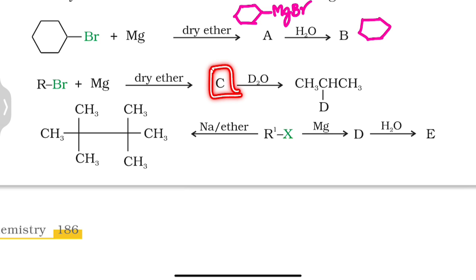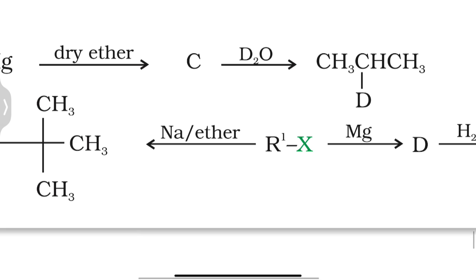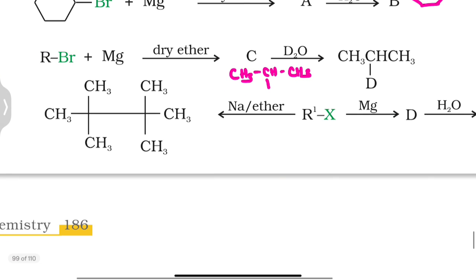And this C, when you are treating with D2O, so instead of water, deuterium oxide is given, you are getting this product. Here D is attached to this carbon. See, we are removing this MgBr and attaching hydrogen here. So if D is attached to this carbon, it means MgBr was present here. So you can write C will be this, CH3, CH3, and here it will be MgBr.